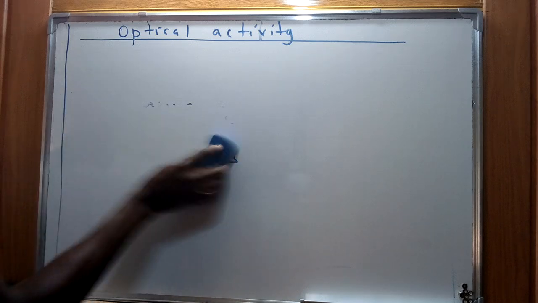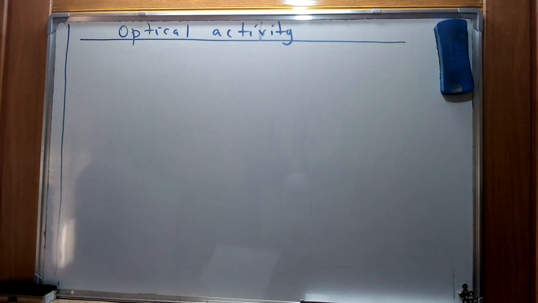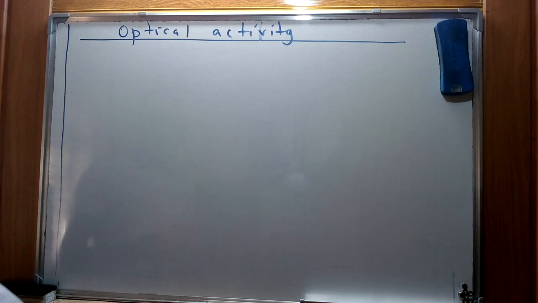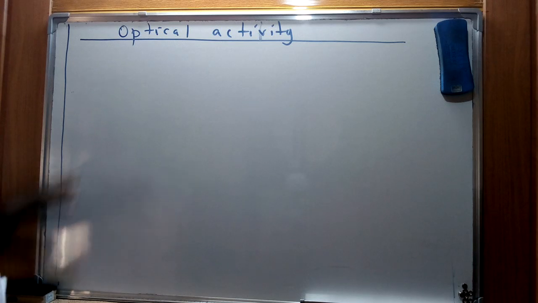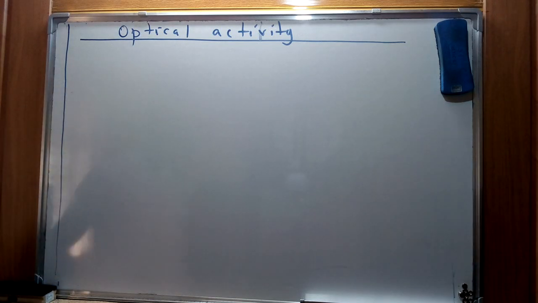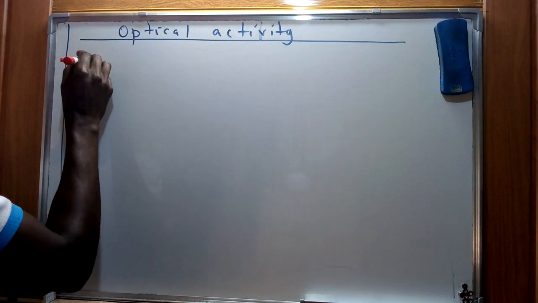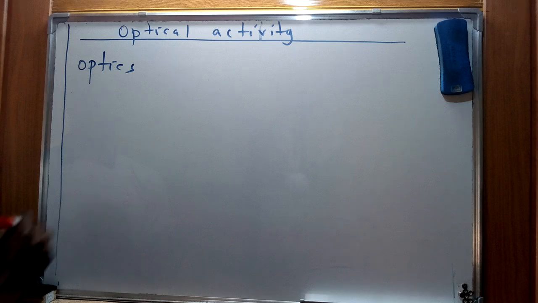So today's topic is going to look at one of the experimental ways in which we can identify this characteristic of chemicals, which deals with stereochemistry. And basically, we're going to look at the concept of optical activity. Now, in order for us to understand the concept of optical activity, we're going to look at this aspect of optics, but from the physics point of view.